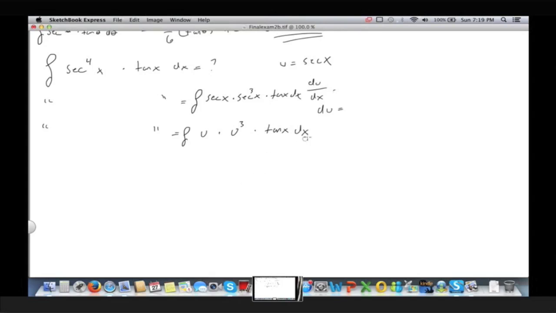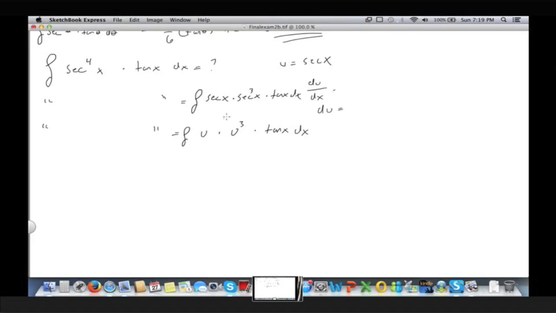Remember, we want to make a substitution whose derivative is also in the integral. What's the derivative of secant x? Secant x tangent x. Good, that's right. Is there a secant x tangent x in the integral? Let's see.